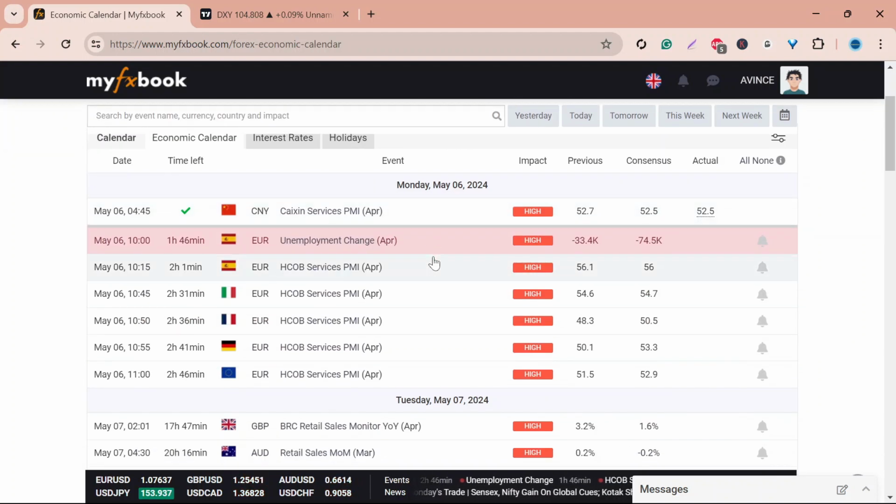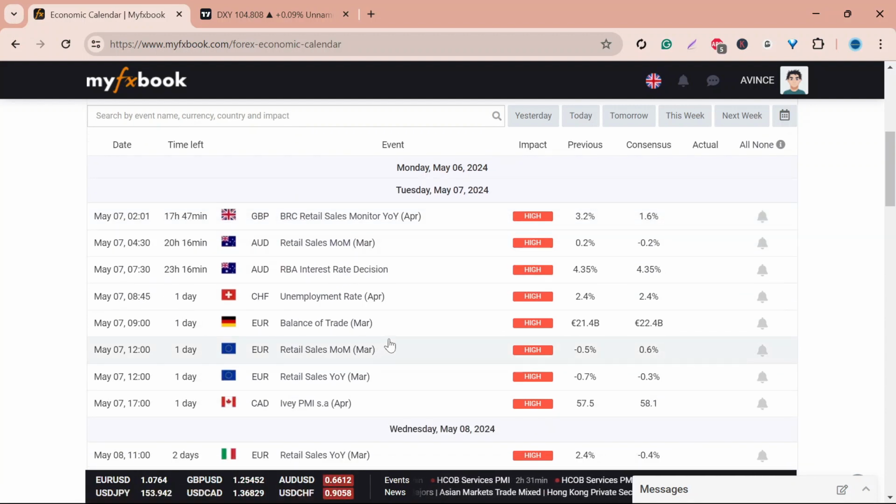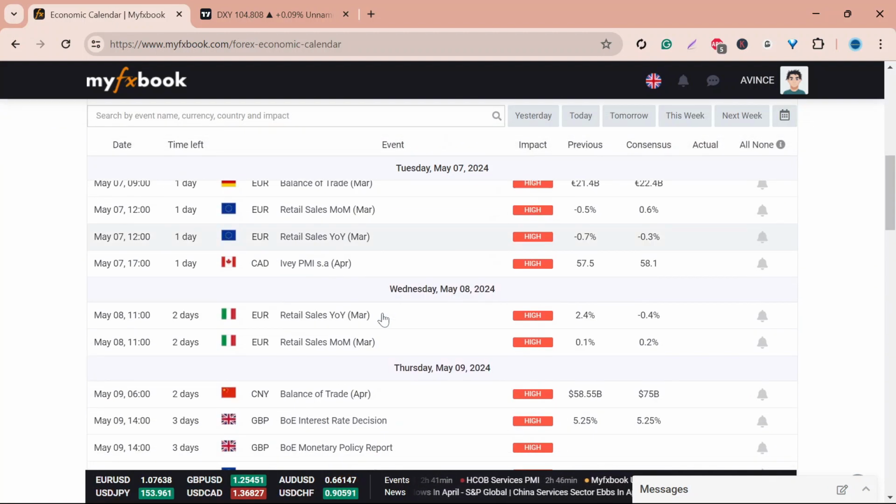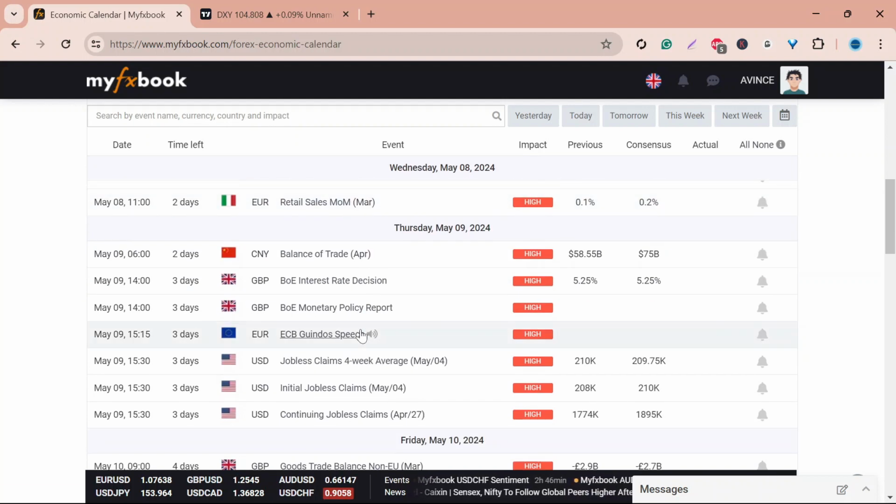Looking at this week, we also have some major news dropping. We have some euro news coming in, that is the employment change rate. On Tuesday, we have some AUD news, that is the retail rates and, at the same time, the interest rates. At the same time, we have other news affecting the euro, that is the retail sales. On Wednesday, we have some retail sales on euro. It seems like euro is getting so much news this week.